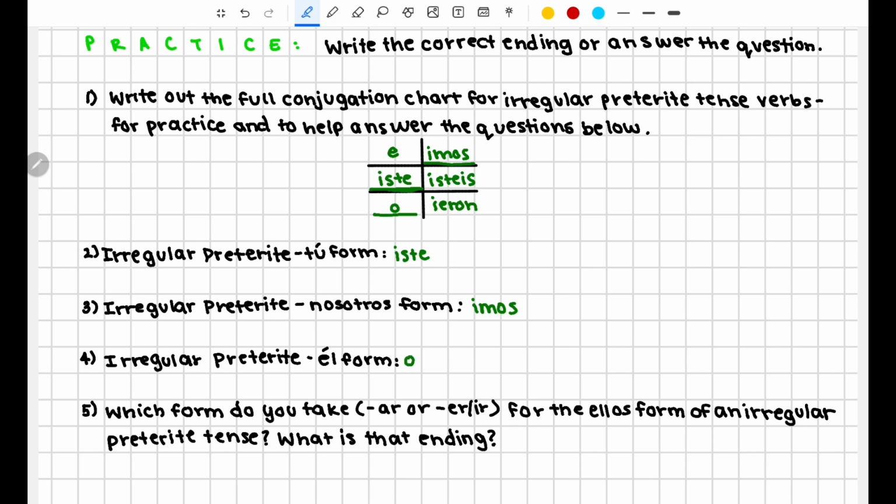Alright, number 5, which form do you take, AR or ER, IR, for the ellos form of an irregular preterite tense verb? And what is that ending? Well, we have the ellos form right here. We take the ER, IR form, and that is ieron.